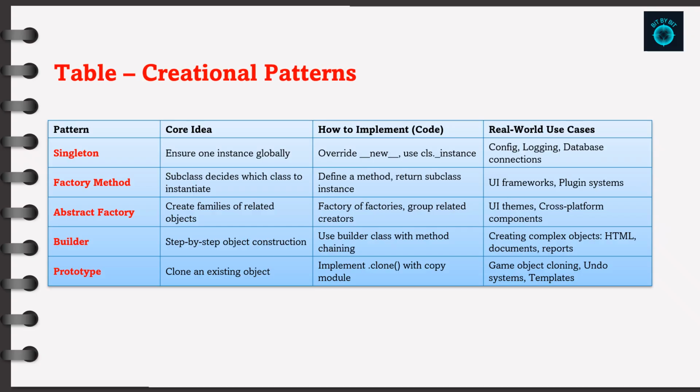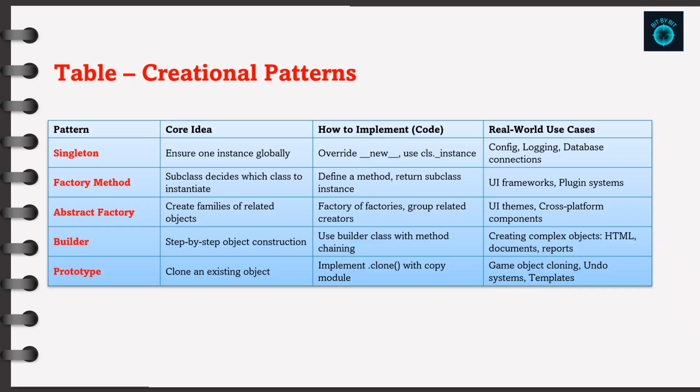The factory method pattern defines an interface for creating objects, but allows subclasses to decide which class to instantiate. In code, you define a factory method that returns a subclass instance. This is useful in UI frameworks, plugin loaders, or document creation tools. The abstract factory pattern creates families of related or dependent objects without specifying their concrete classes. You typically implement a factory of factories, where one abstract factory returns multiple related products. It's used in systems with themable components, GUI toolkits, or cross-platform environments.